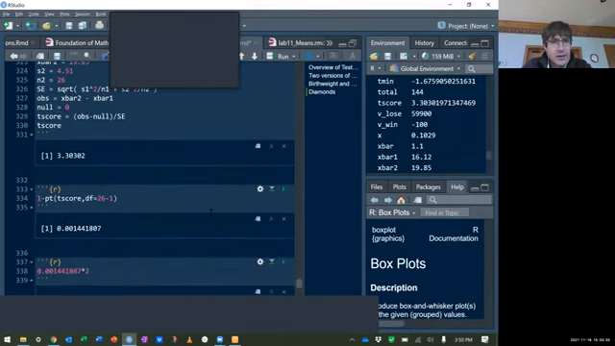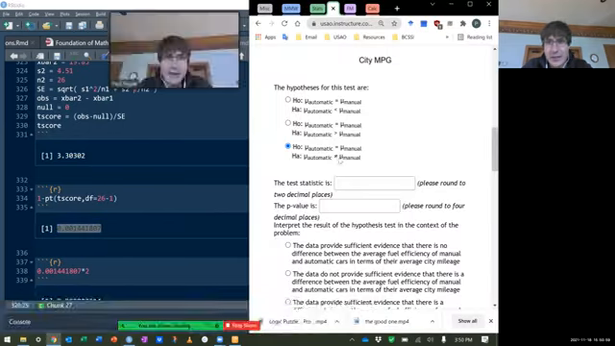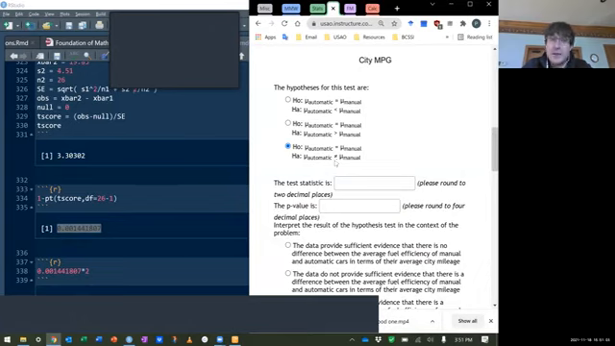For that one, this is the one-sided calculation, but since the hypothesis was two-sided, when you see the not equal, that means two-sided. That means we have to double our probability, the probability of having data more extreme than that.